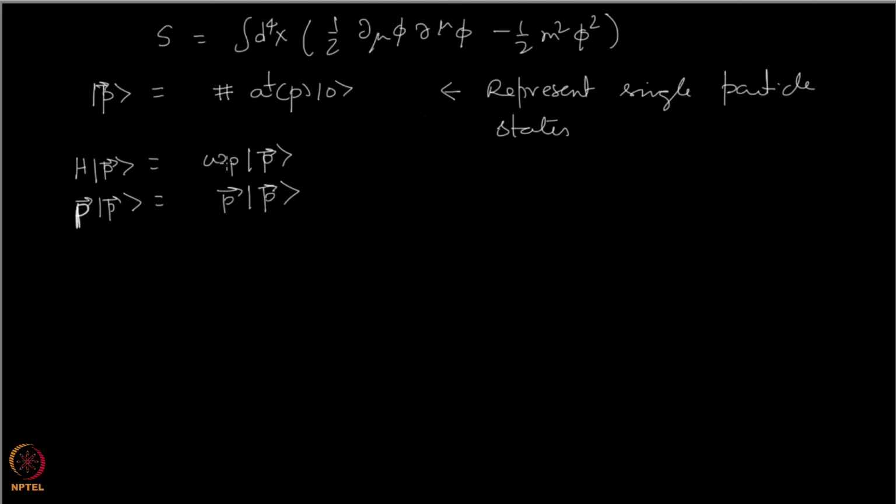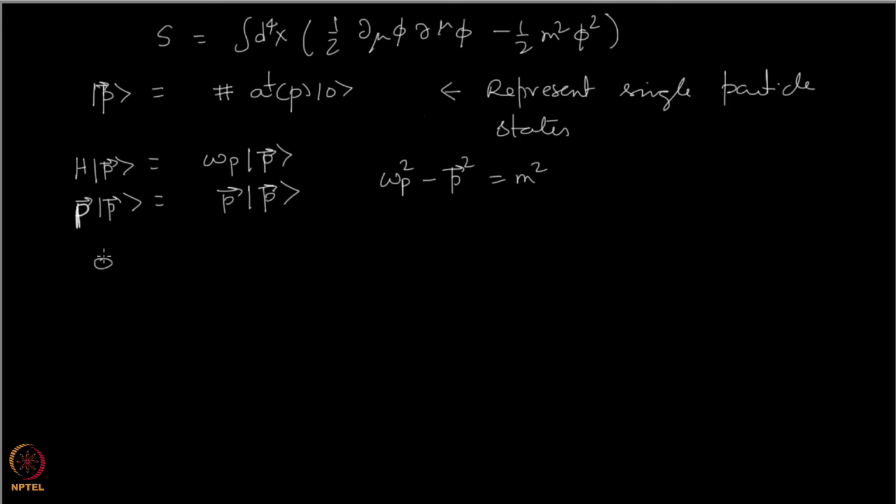And the relation between omega p and p was the following, which is the dispersion relation for a relativistic particle. That is the relation between energy and momentum of a relativistic particle. And that is why, together with these two statements, we conclude that this state represents a particle of momentum p. Okay, so that's what we had learned.